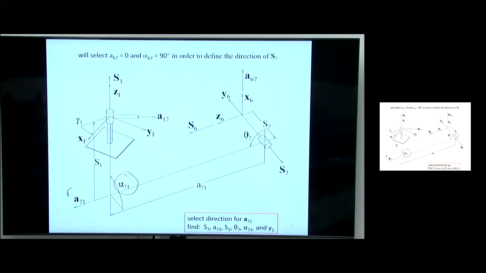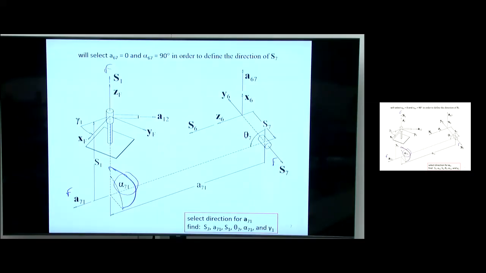Okay, I knew that in the fixed. I knew this in the fixed. And of course, I know S1 in the fixed is 0, 0, 1. There's only one answer, right? There's no way there's going to be two possible alpha 7-1s because I can see those three, A71, S7, S1, and I put my thumb along A71 and I sweep from there to there.